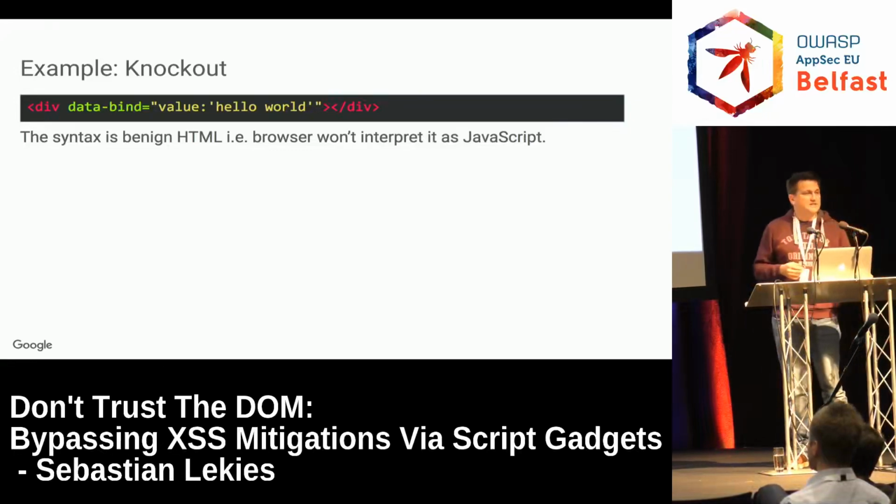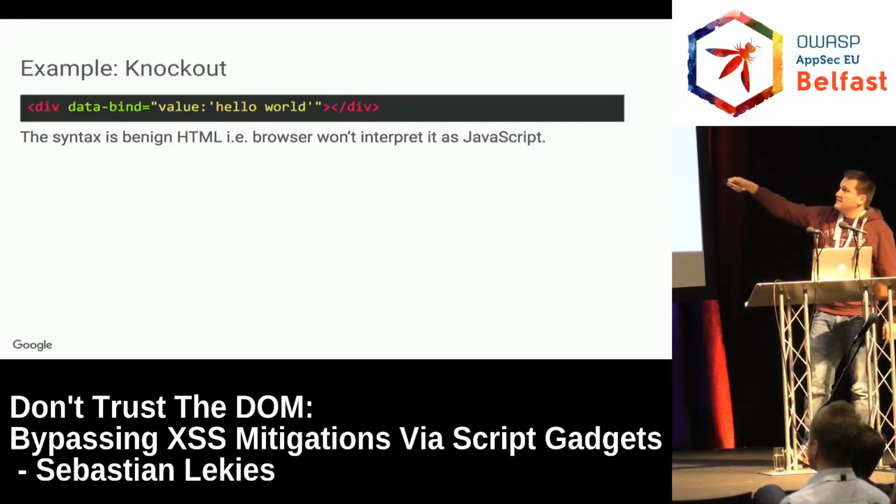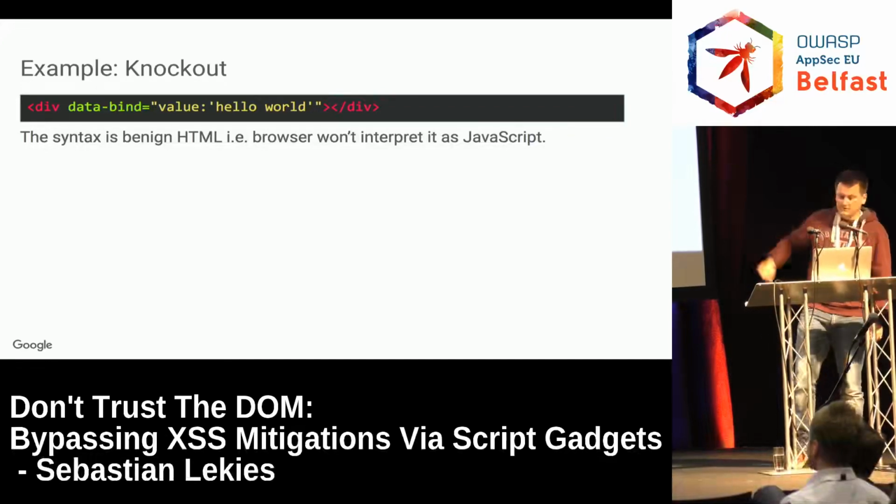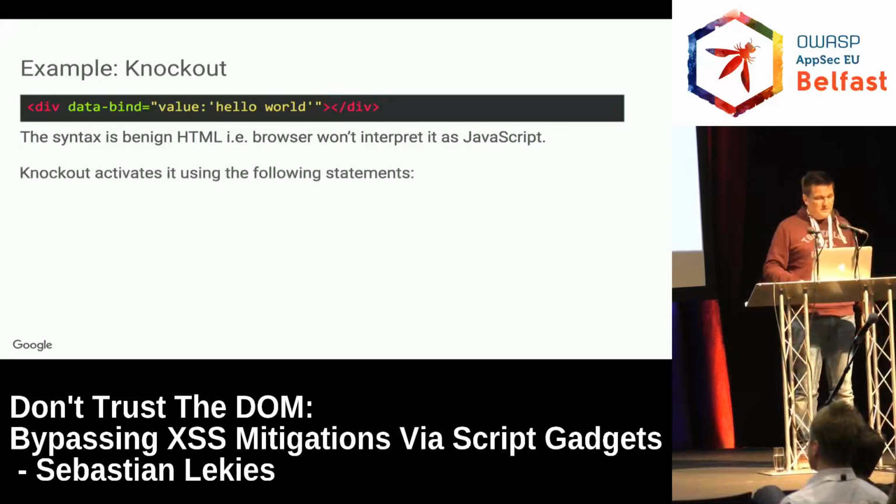So here we have a very simple example of a data binding functionality in Knockout. So we see there's a data-bind. You already see it's a data attribute, so it seems to be benign, right? And it has a functionality to just assign this to a value. So let's see what Knockout does in the background.